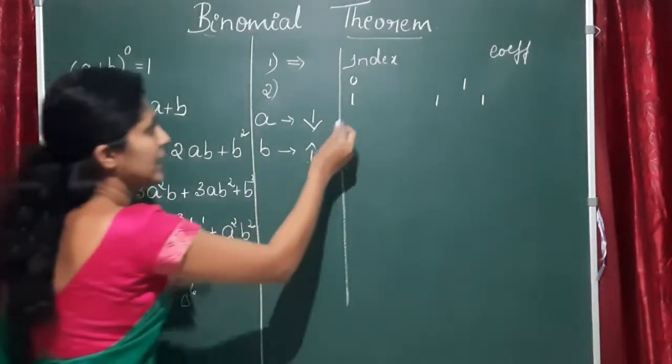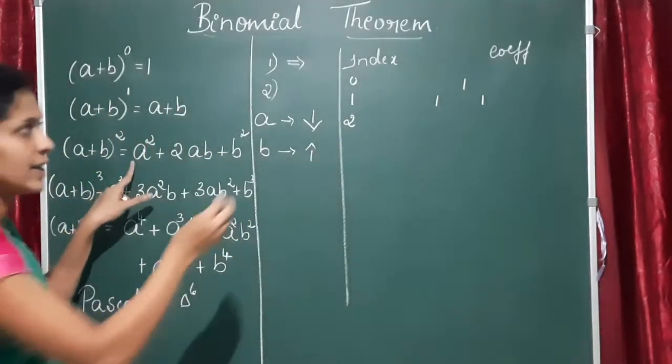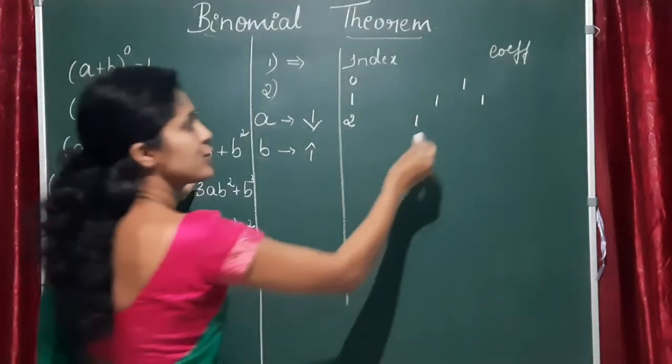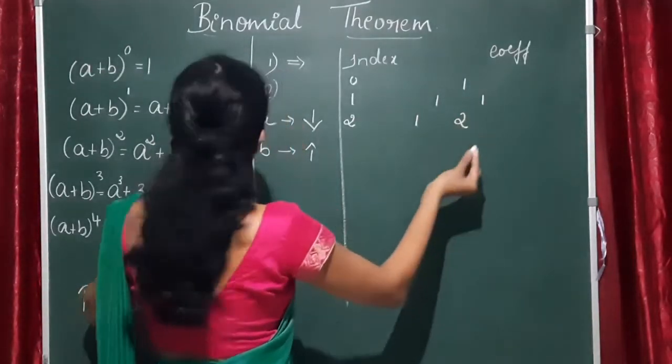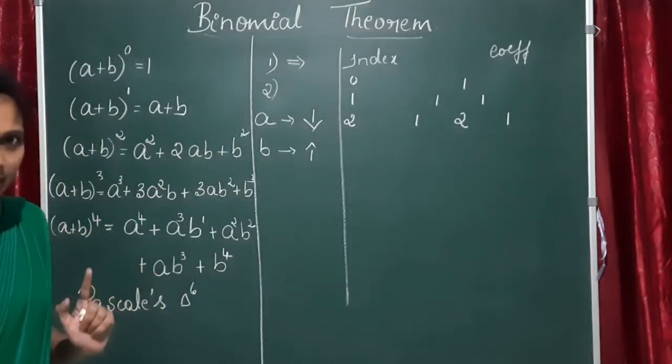Square. So index is 2. So the coefficients: A square, the coefficient is 1. AB coefficient is 2, right? And B square coefficient is 1. I hope you are getting this.